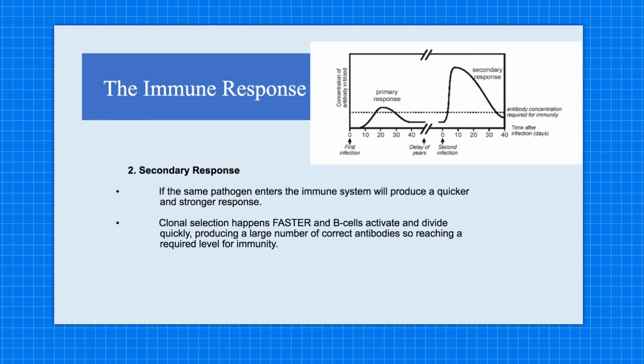In the secondary response, if the same pathogen enters the immune system, it will produce a quicker and stronger response. What is happening is that clonal selection happens faster, and B cells are activated and divide by mitosis much more quickly than in the primary response. And it produces a large number of the correct antibodies, so reaching the required level for immunity much faster.